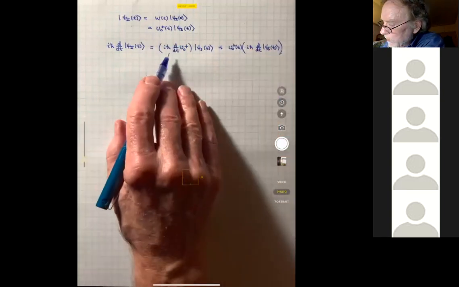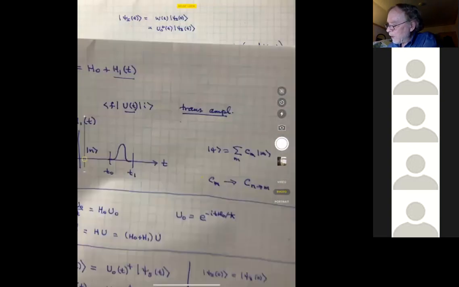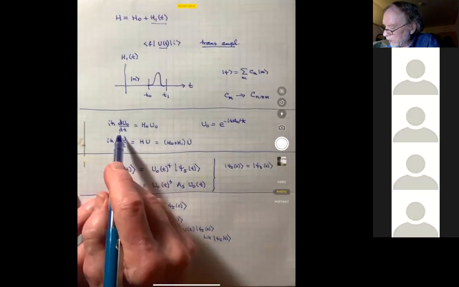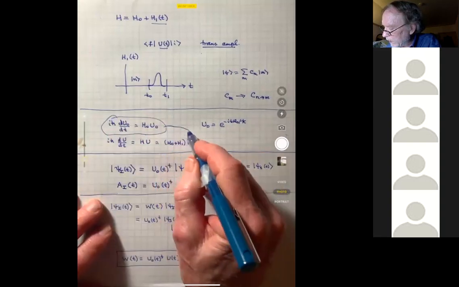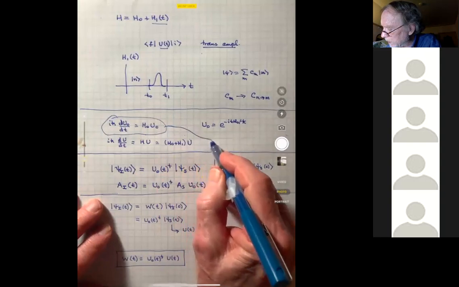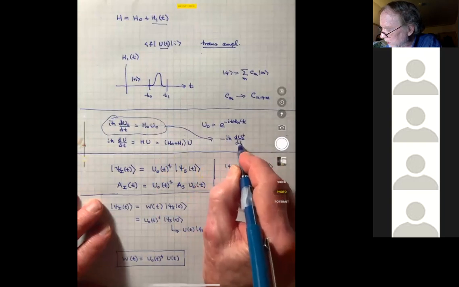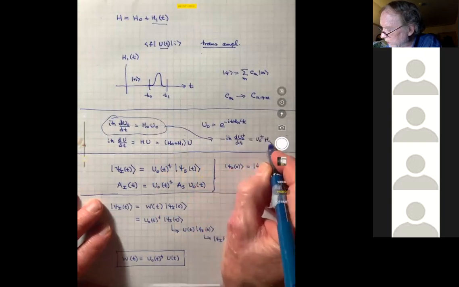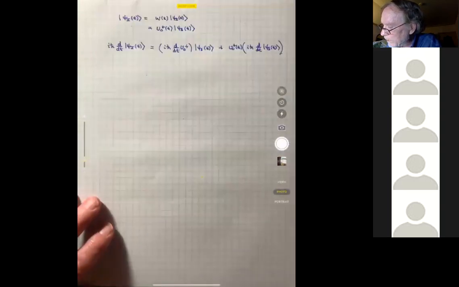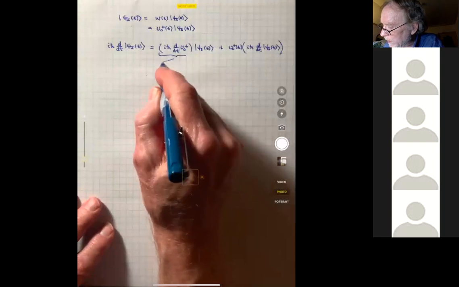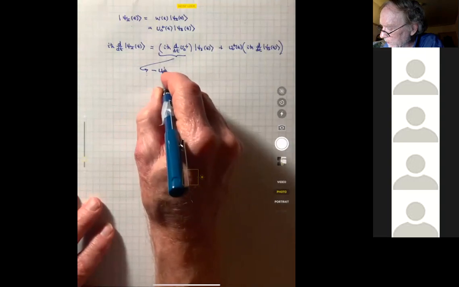Now, as far as this first term is concerned, we need the derivative of U0 dagger. A minute ago, I gave you the derivative of U0. Here it is. If I dagger this equation, let me put it down here where I have some space, you can see you get minus i hbar dU0 dagger/dt, dagger both sides, is U0 dagger times H0. So I can bring the minus sign over the other side, and this thing here becomes minus U0 dagger times H0.